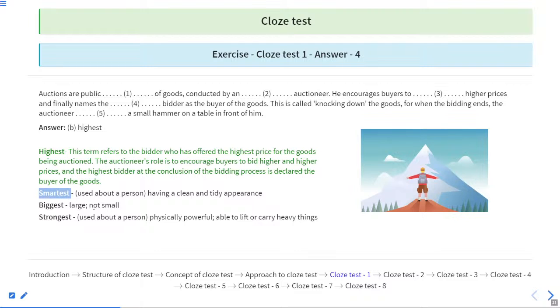Smartest? No, we are not testing smartness here. Smartness typically will mean a person with either a clean or tidy appearance or a person who is strong intellectually. It is not the biggest because he is not trying to find the biggest buyer. So there may be some confusion between biggest and highest, but biggest is used in terms of large. It is not used in terms of highest, not in terms of money. Strongest. Again, strongest is used about a person who's physically powerful, who's able to lift and carry heavy things, is typically a strongest person.